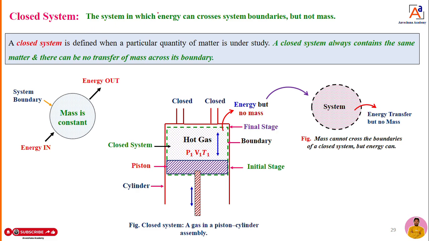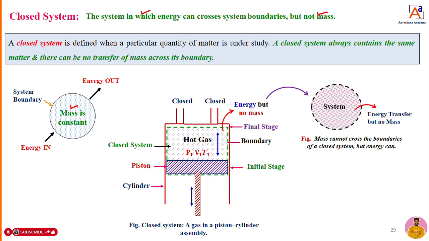A closed system is a system in which energy can cross the system boundary but there is no mass transfer. Energy may cross the system boundary but mass remains constant. That type of system you can call a closed system. How it is closed, we already discussed.